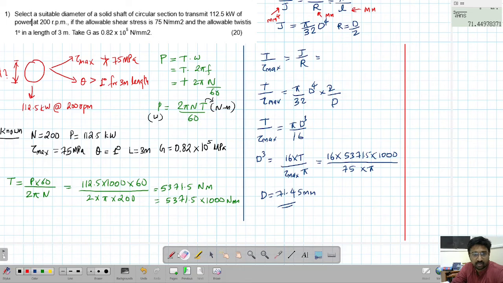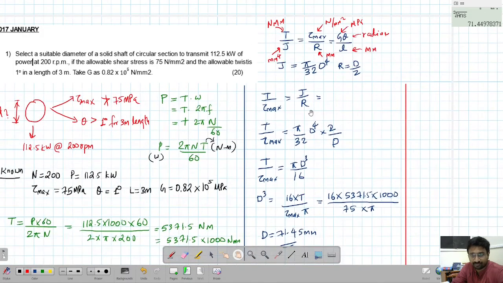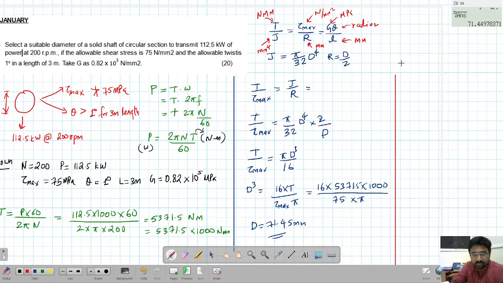So for the third part we'll use the third part of the equation, tau max upon r equals T upon J equals G theta by L. So T upon J equals G theta upon L. Now let us see theta. Theta is given as 1 degree, which is nothing but pi by 180 radians. Length is given as 3000 mm, and G is already given. So we just substitute the values.